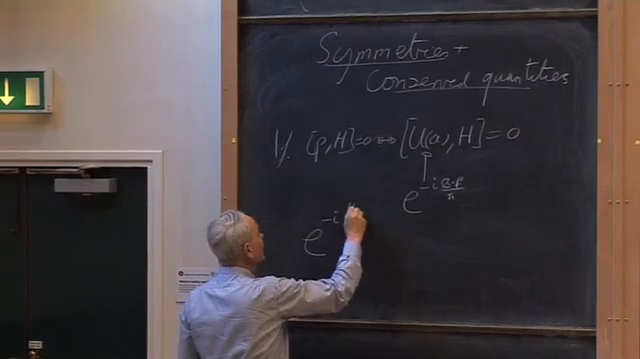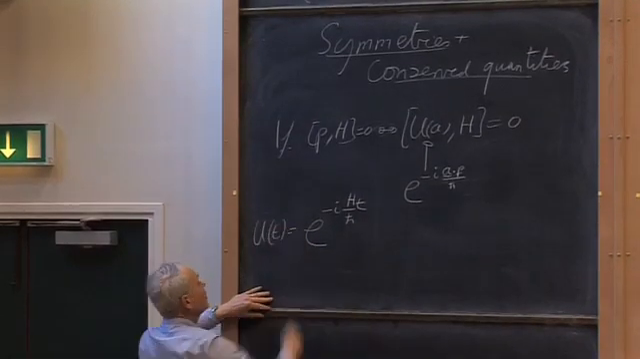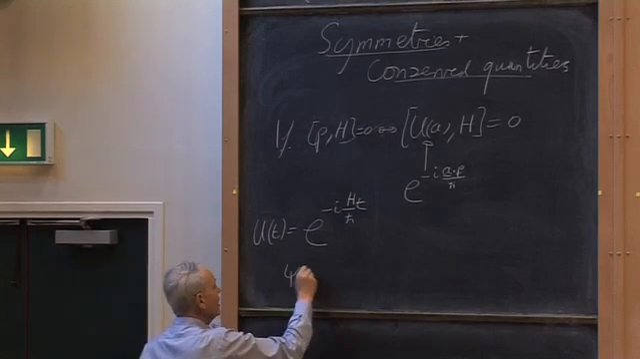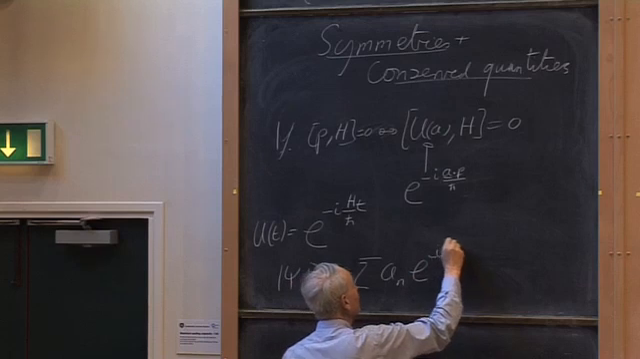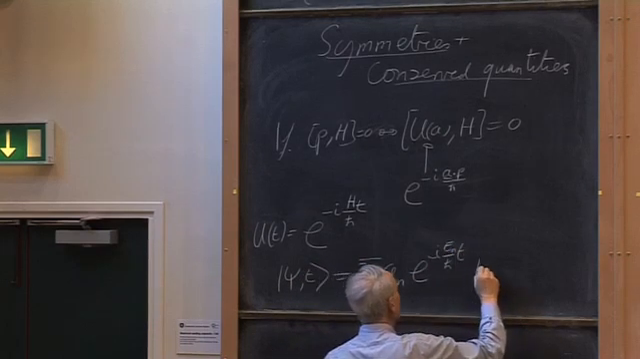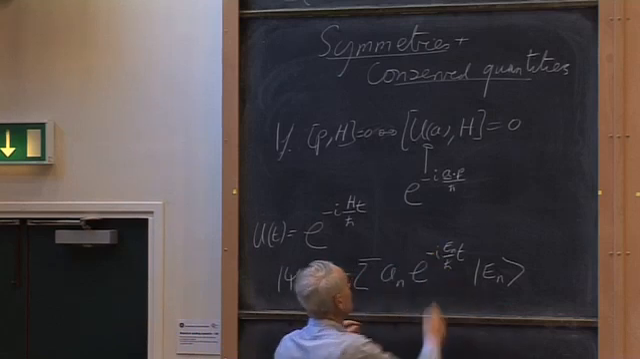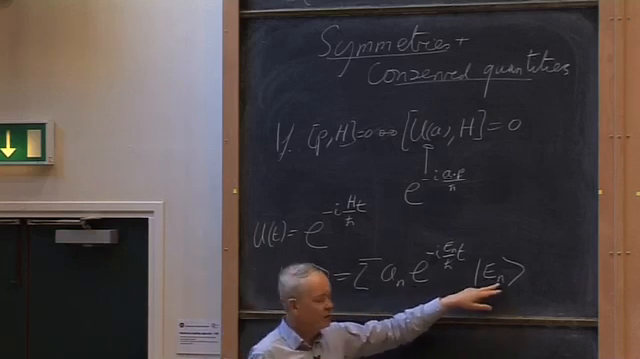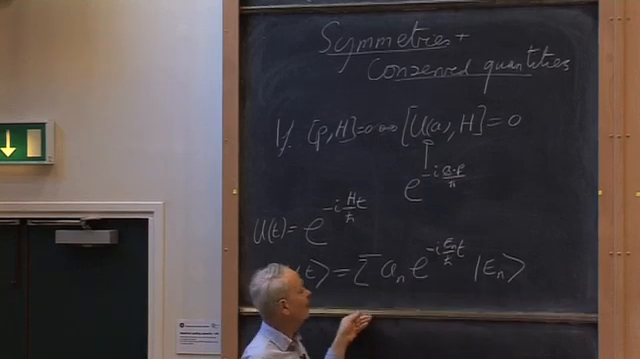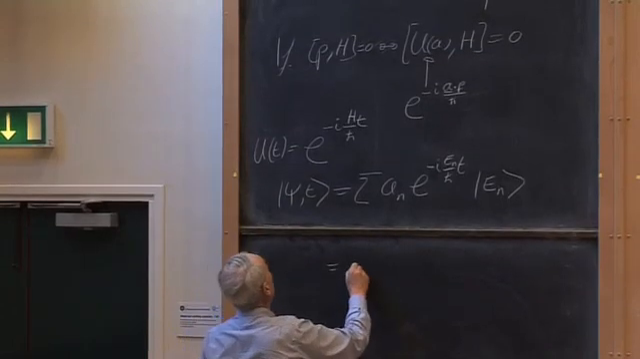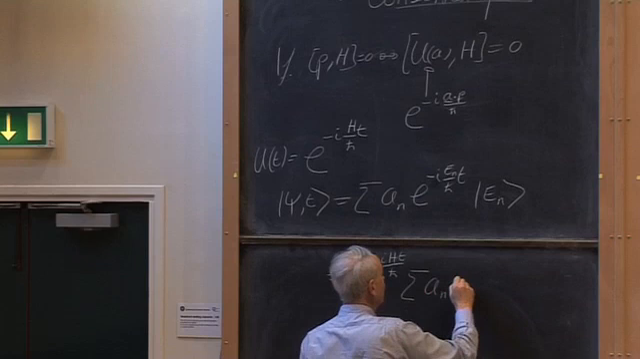E to the minus i H t upon h bar, which we're going to call U of t. What's this operator? Well, we already know that psi at time t is equal to the sum a_n e to the minus i E_n over h bar t times E_n, don't we? This is our standard means of solving the time-dependent Schrödinger equation: decompose the given state into a linear superposition of energy eigenstates at any particular time, for example at t equals 0, and then evolve by multiplying each term in this series by this exponential. But we can see that this can also be written as e to the minus i H t upon h bar times the sum a_n E_n.